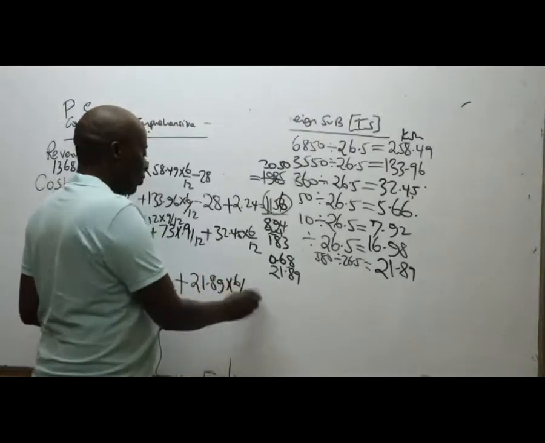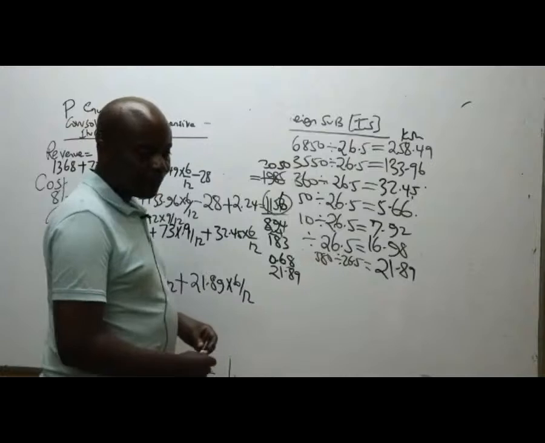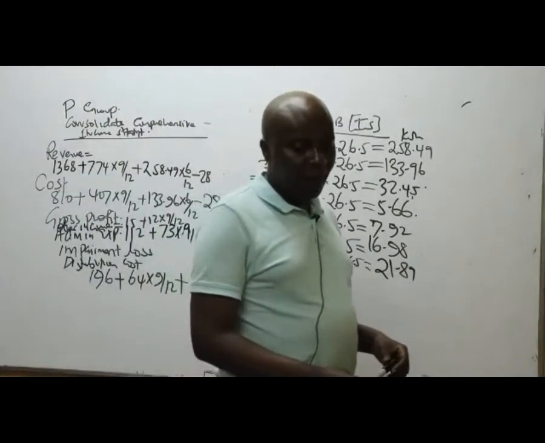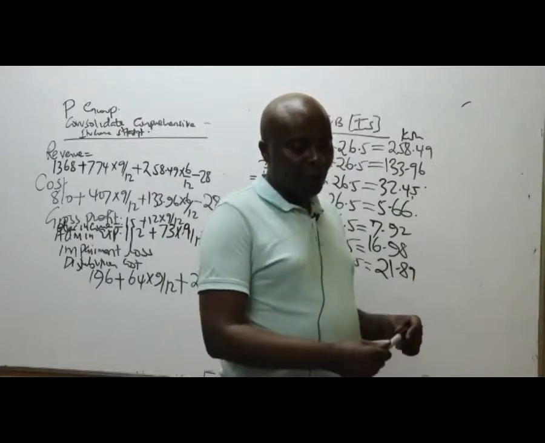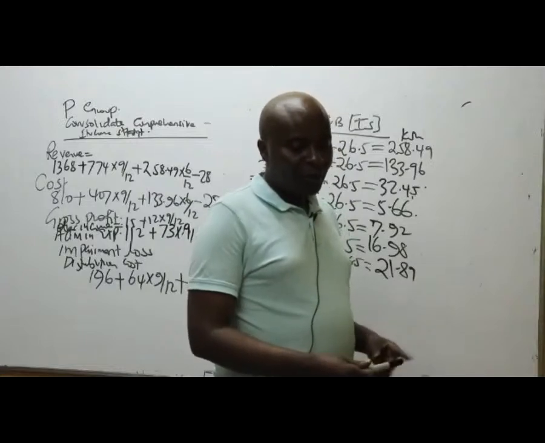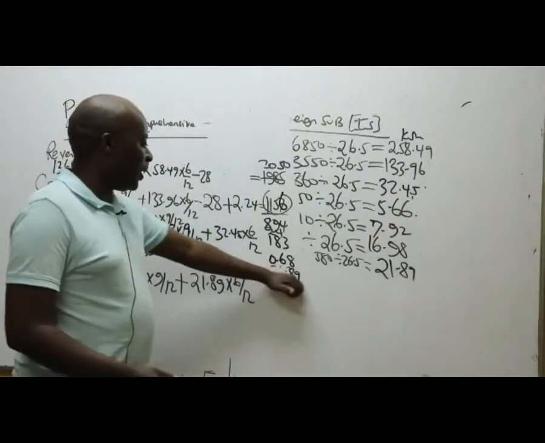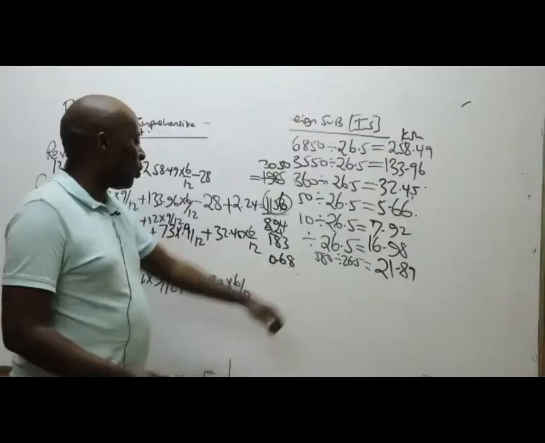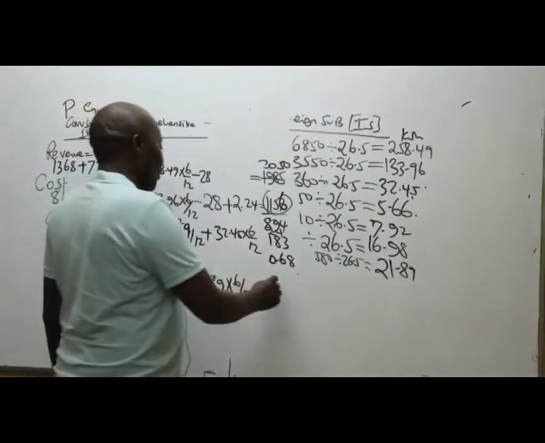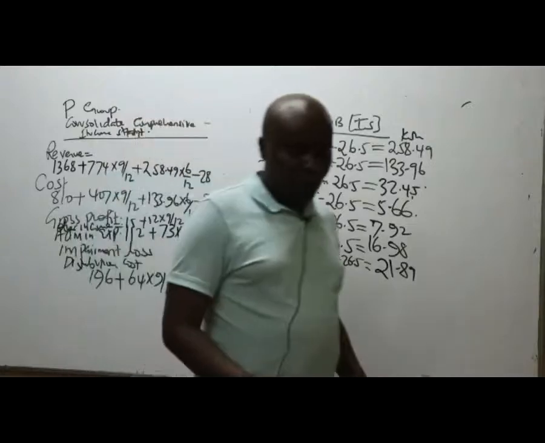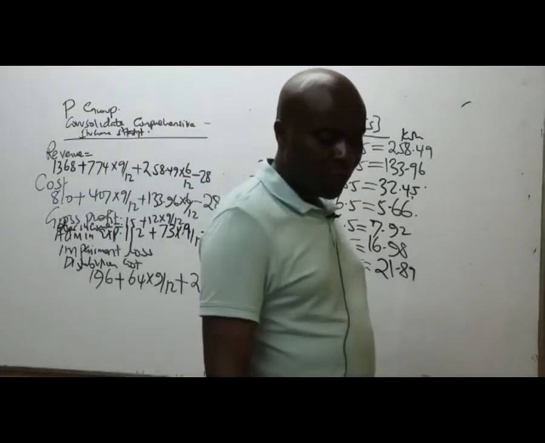Somebody? 6 over 12, like that. Is it correct? 255. So I'm being told that distribution cost is 255. Oh, it is 255, like that. Thank you very much. Ladies and gentlemen, please, let's continue that way.